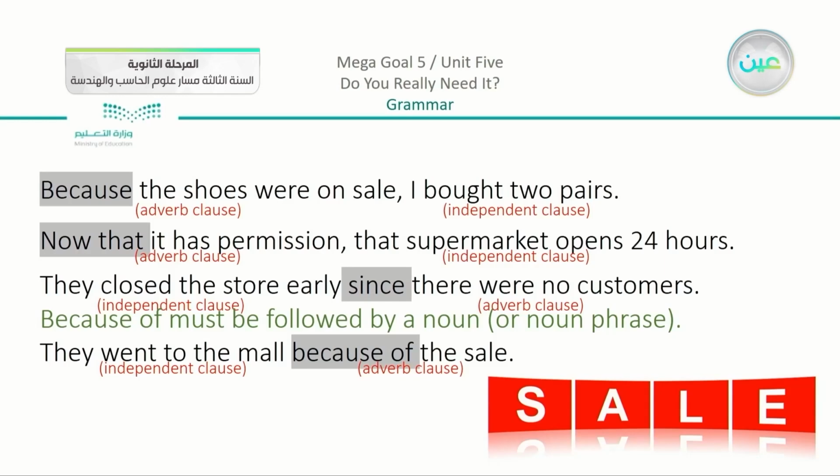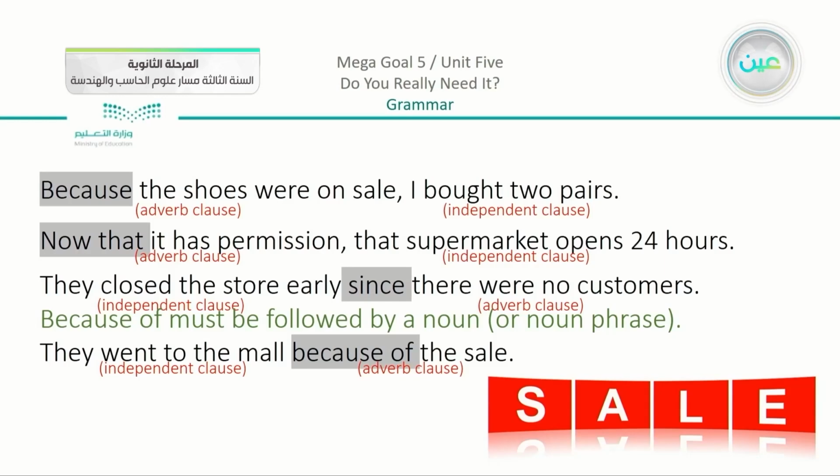The second example, "Now that it has permission, the supermarket opens 24 hours." So I do know that this supermarket opens 24 hours. Why? Now that it has permission. Now also we have here the third example. "They closed the store early since there were no customers." You can see that there is the adverb clause in the middle. We have the conjunction. So we have here, why did the store close? Since there were no customers.